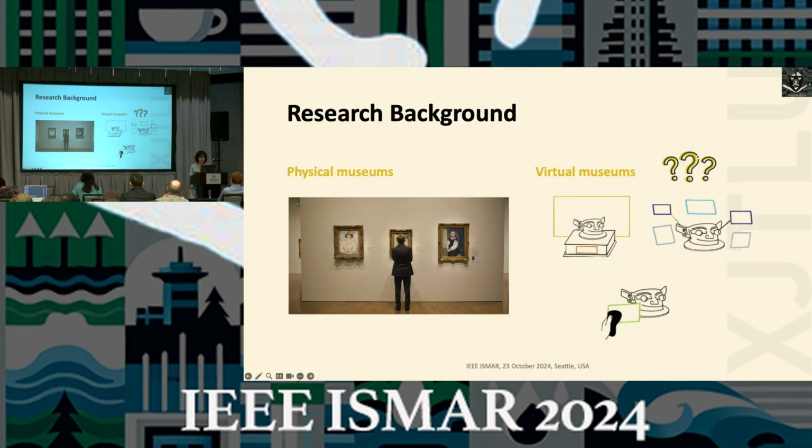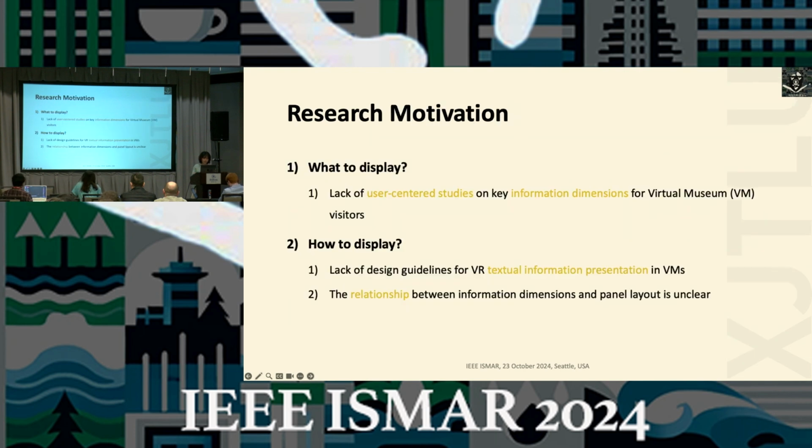So imagine the physical museum. Textual descriptions are typically displayed on placards or signage next to exhibits. Within a virtual museum environment, text descriptions can be presented in various ways, such as fixed in the virtual environment, attached to the exhibits, or held in the user's hands. However, the design space of artifact information presentation in virtual museums is underexplored.